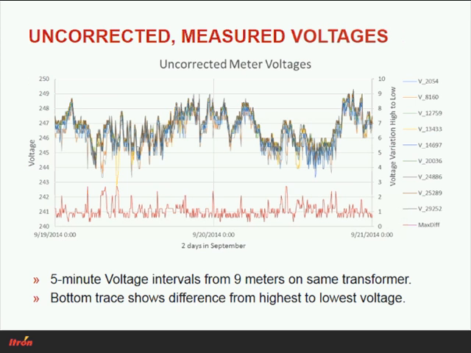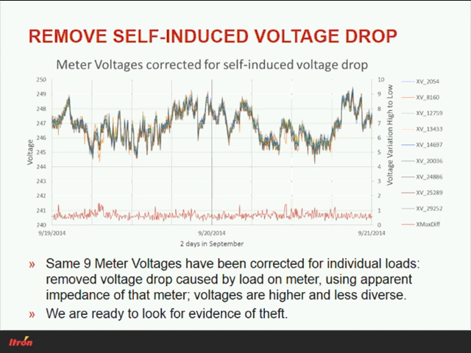And if we do that, again, this is the same chart I showed you before. This is the uncorrected voltages. On the next chart, I'm showing the exact same data, but after subtracting out self-induced voltage. As you can see, the variation between the different curves is a lot smaller, and the maximum high to low meter variation of voltage is also a lot smaller.